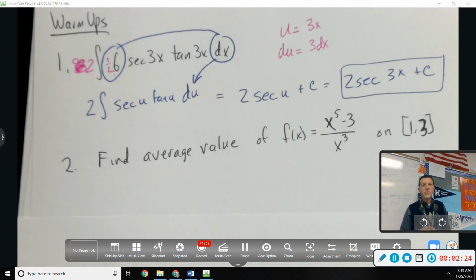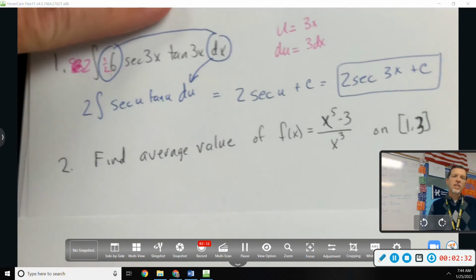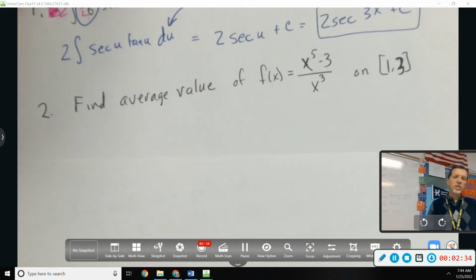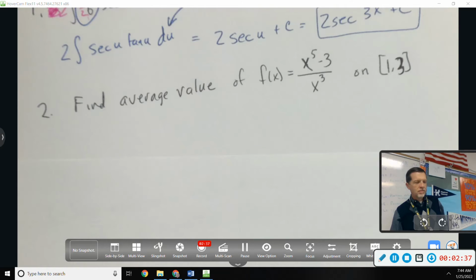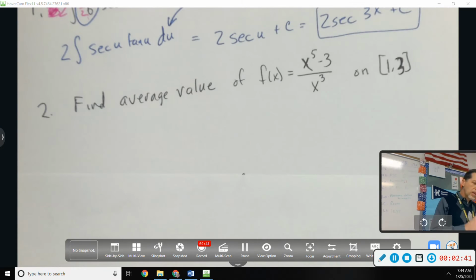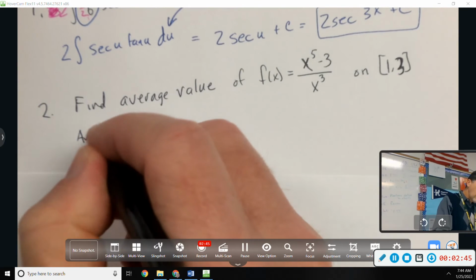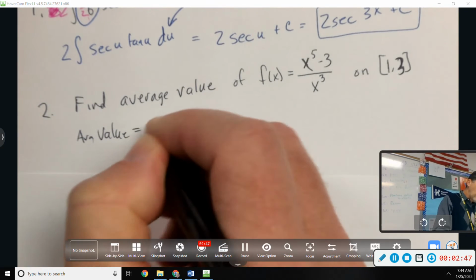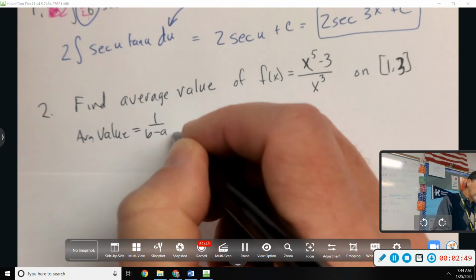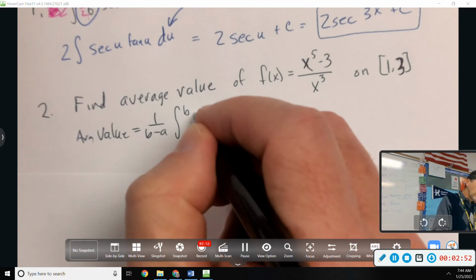Again, both of these very much test inspired. Number 2 is sort of a combination of 2 questions from the test. Two birds, one stone. Two test problems covered by one warm-up. Average value: generally speaking, 1 over the width times the area under the curve.